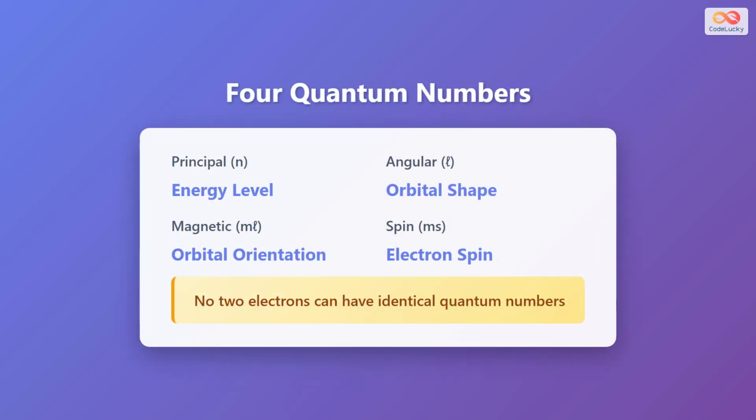Every electron in an atom is described by 4 quantum numbers. The principal quantum number, n, tells us the energy level. The angular quantum number, L, describes the shape of the orbital. The magnetic quantum number, m subscript L, indicates the orientation of the orbital in space. Finally, the spin quantum number, m subscript S, specifies whether the electron is spin up or spin down. The Pauli Exclusion Principle states that no 2 electrons in an atom can have identical sets of all 4 quantum numbers.